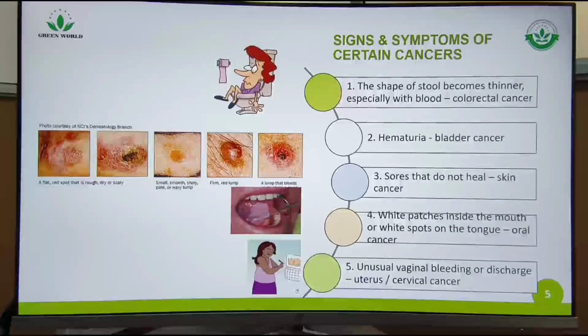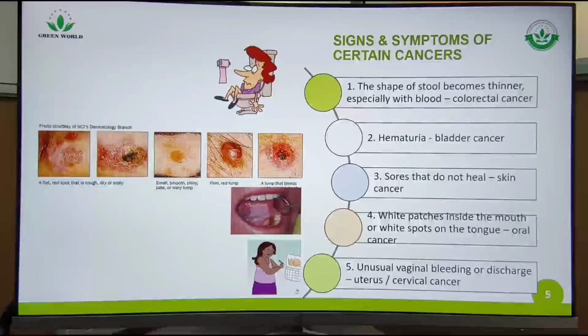Okay. Now, signs and symptoms of certain cancers. It is important for you to know that each cancer affects a certain part of the body. Number one is the shape of the stool becoming thinner, especially with blood. So if you go for a long call and you see that the shape of your stool is now very thin and comes with some blood, then you might have what is called colorectal cancer. That is the colon and the rectum.